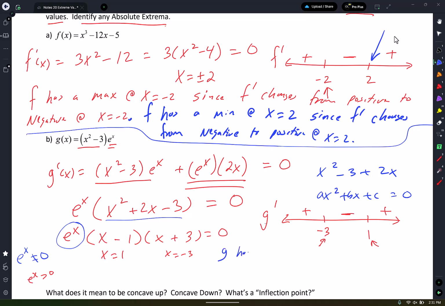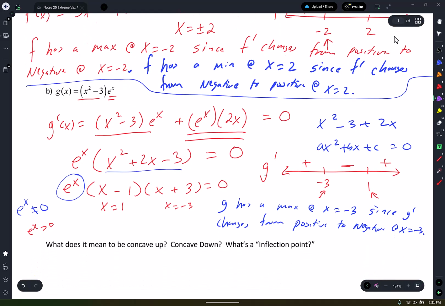G has a max at x equals negative 3 since G prime changes from positive to negative at x equals negative 3.